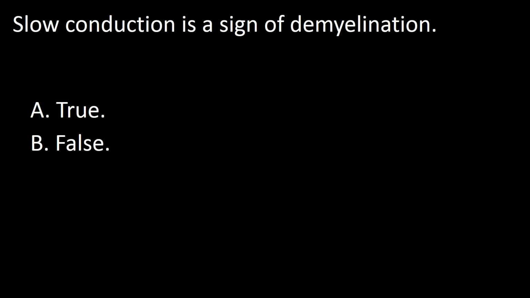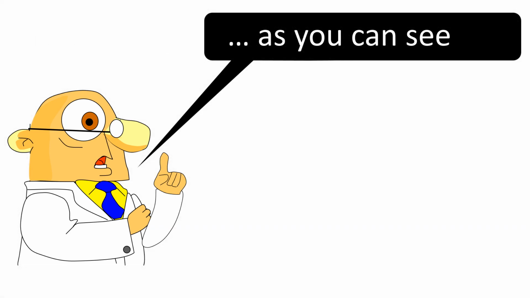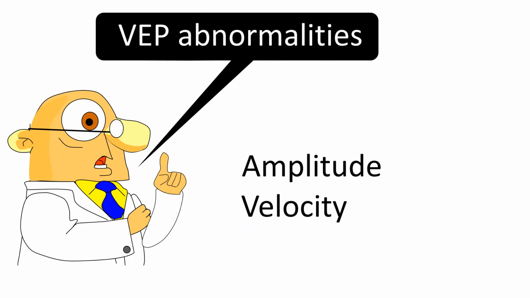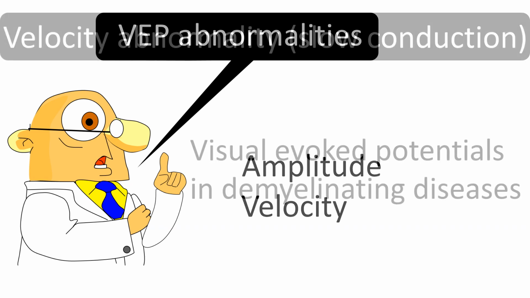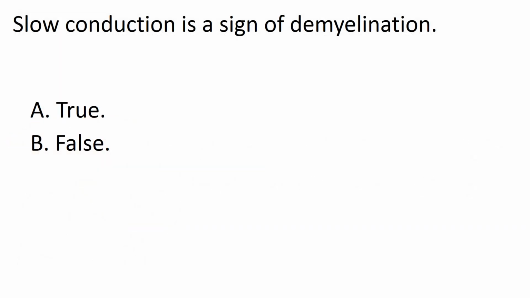Next question. Slow conduction is a sign of demyelination. A true, B false. For the rest of this talk, I will change the background color. As you can see, visual evoked potential abnormalities can involve amplitude or velocity, as you know. Velocity abnormality consists of a slow conduction. A slow conduction is the hallmark of demyelinating diseases. So the answer to this question is true, A.